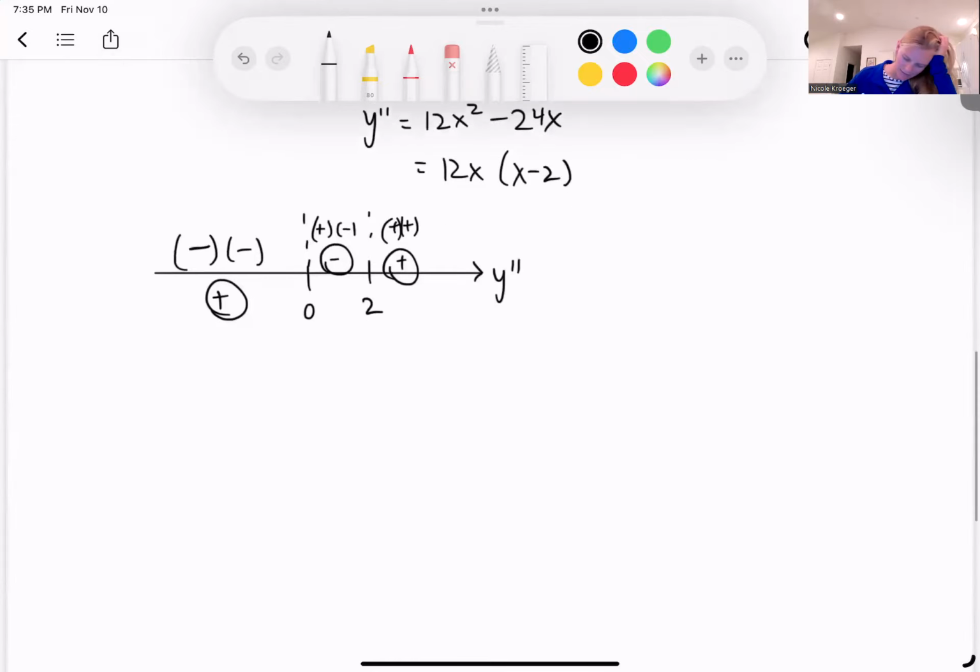So my function is concave up, which I just write CU for concave up because that's easier. It doesn't stand for Clemson University, although I guess it could.